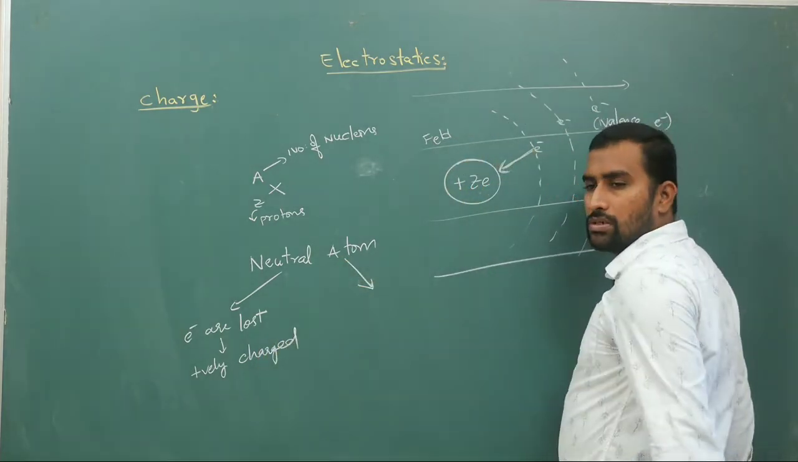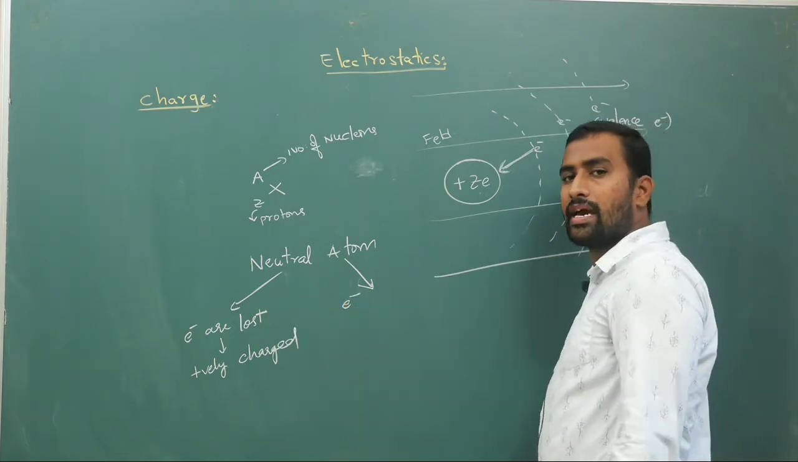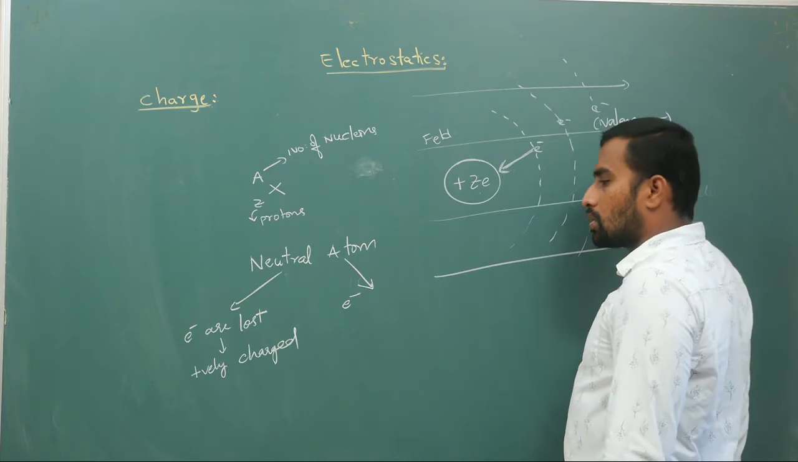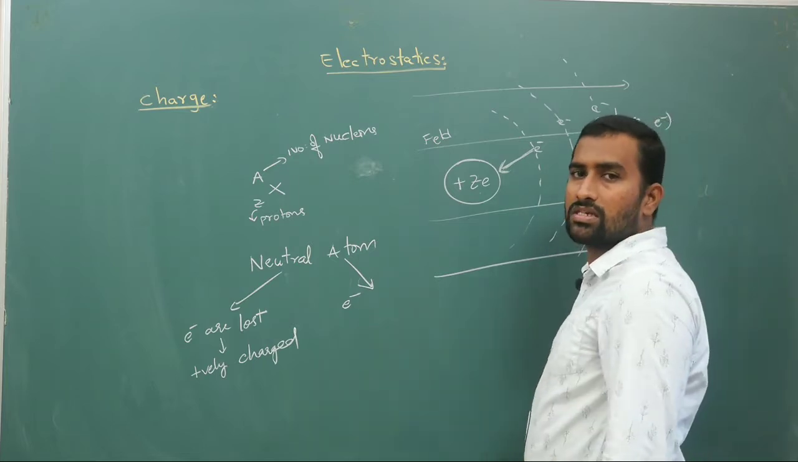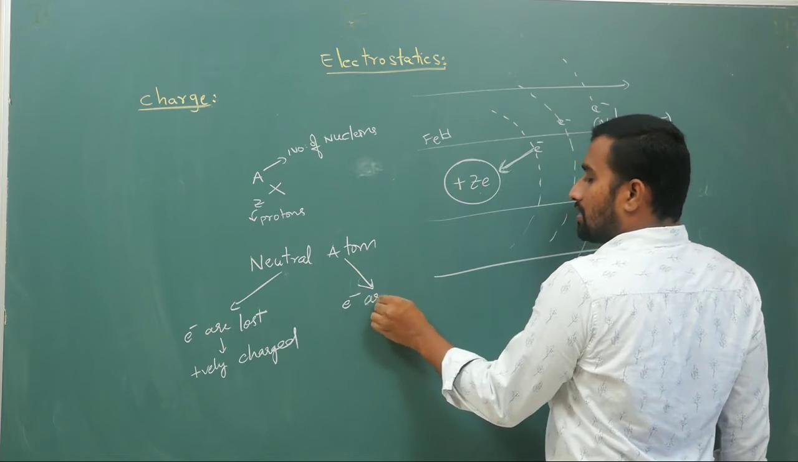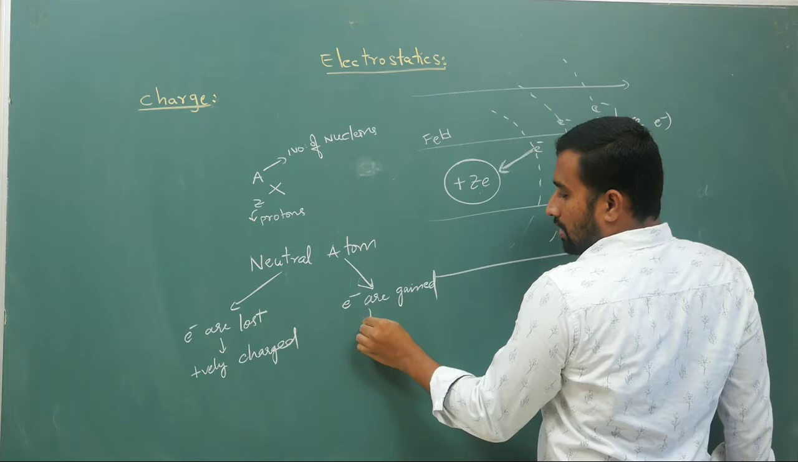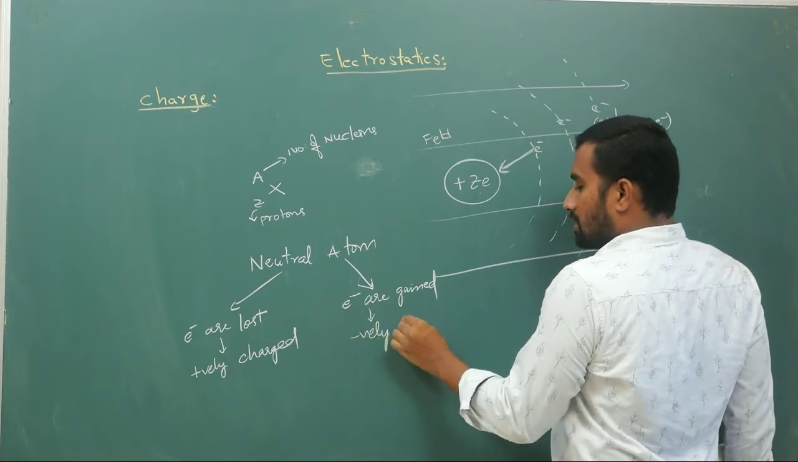And coming to the neutral atom, electronegative elements like chlorine have more electron affinity. So chlorine, fluorine, such kinds of elements try to absorb electrons. So here electrons are gained, and in this case you will obviously get a negative charge.